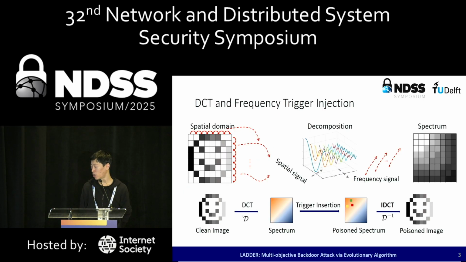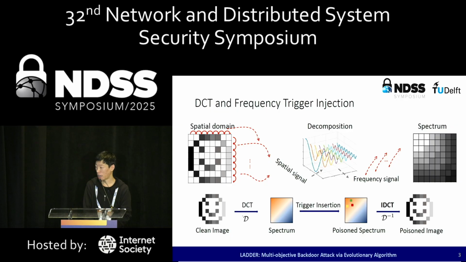Meanwhile, we use the discrete cosine transform, DCT, to manipulate the trigger. The process is that we use DCT to convert the image into the spectrum, insert our frequency trigger, and use the inverse discrete cosine transform to get the original image back. Just to add some details, in the DCT decomposition, for each row or column of the image in the spatial domain, we decompose it into multiple cosine functions and record the coefficients into the spectrum. We sum up the coefficients of all the rows and columns to get the spectrum.